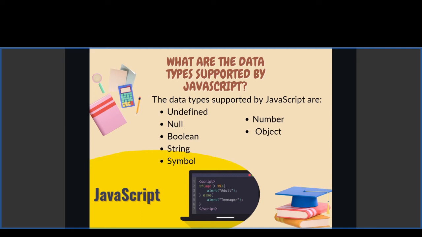बेसिकली जब आप कोई एक दो लैंग्वेज जानते हैं। The data types supported by JavaScript are undefined, null, boolean, string, symbol, number and object. So these are the data types supported by JavaScript. Sometimes people ask from this one, what is the difference between null and undefined?